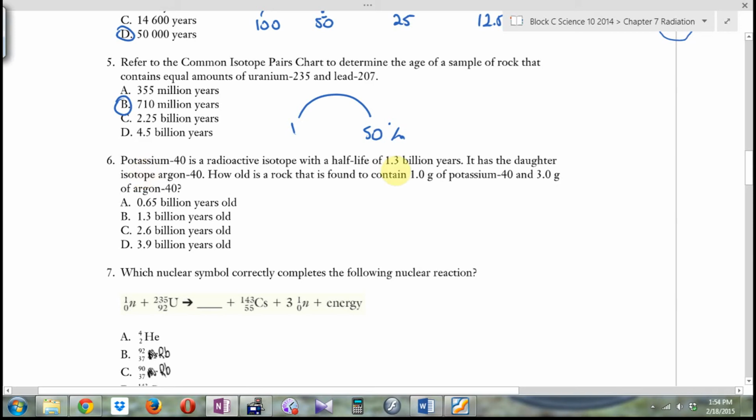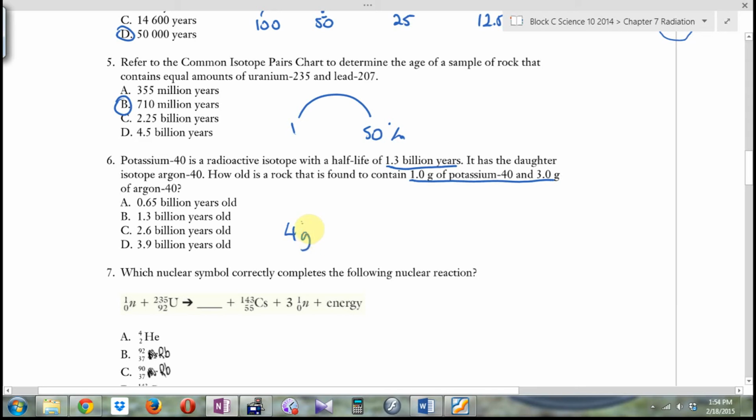Potassium-40 has a half-life of 1.3 billion years. How old is a rock that is found to contain 1 gram of potassium-40 and 3 grams of argon-50? Okay, here's my first question. How many grams of the original material was there? 4. Not how much do I have now? What do we start with? 4 grams.